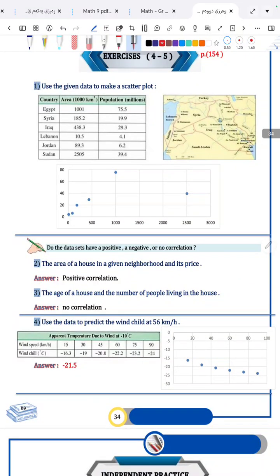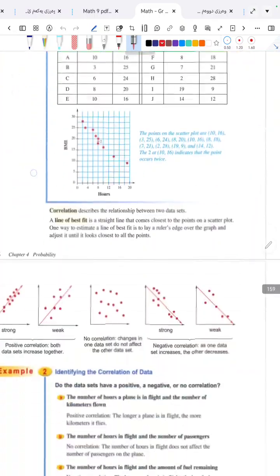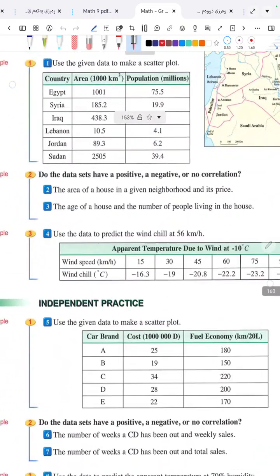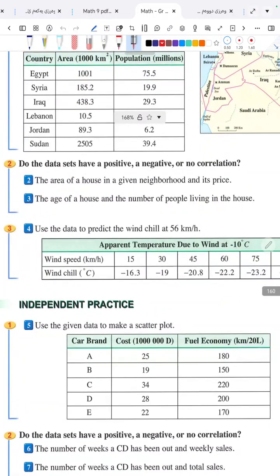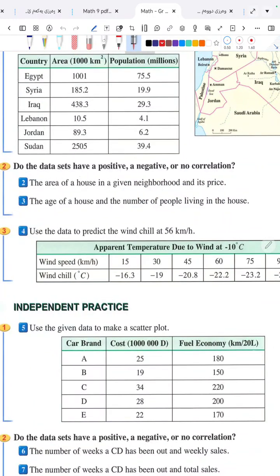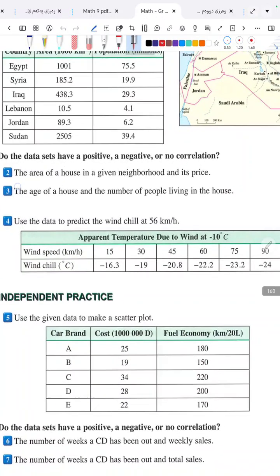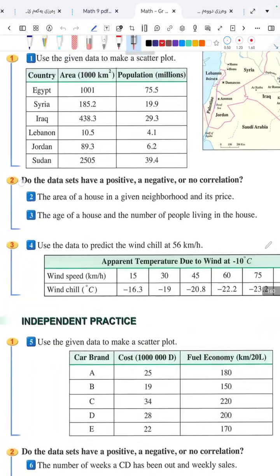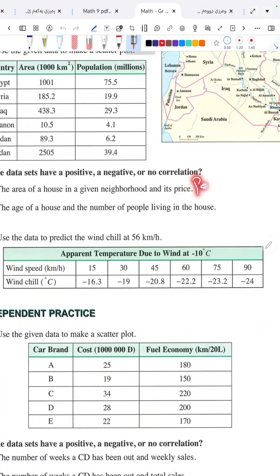Now the exercise. Okay, page 154. Question 2: the area of a house in a given neighborhood and its price. Is it negative, positive, or no correlation? Of course, it's positive correlation. Why? Because when the area increases, the price usually increases too. So this one is positive.